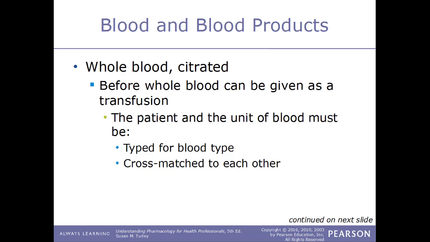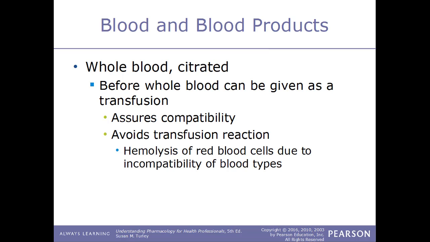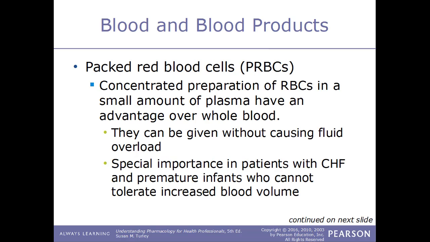Now, before whole blood can be given as a transfusion, the patient and the unit of blood must be typed, the correct blood type, and also cross-matched to each other. Now, both of those assure compatibility, and this will avoid transfusion reaction. If someone is given the wrong blood type, you end up having a hemolysis of red blood cells due to the incompatibility.